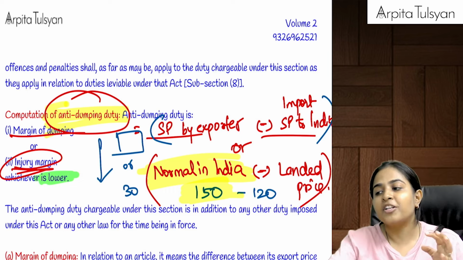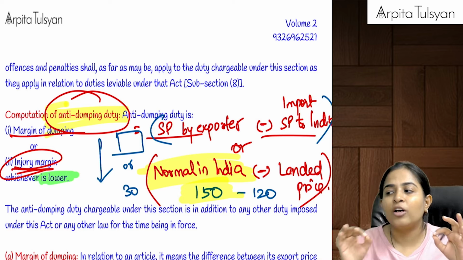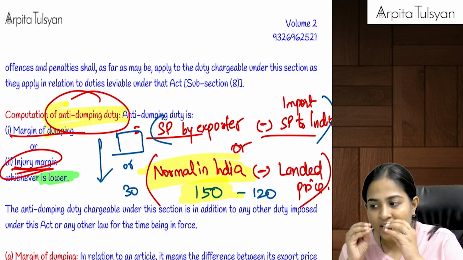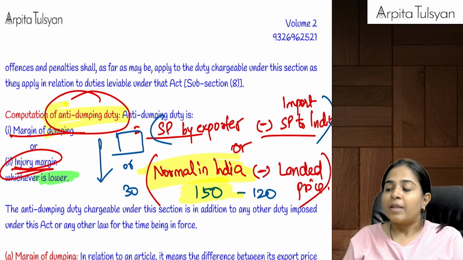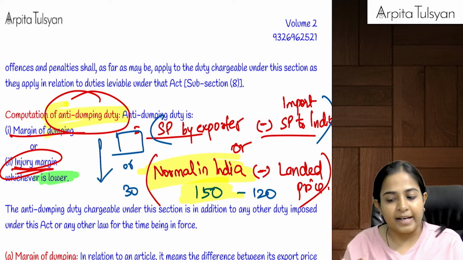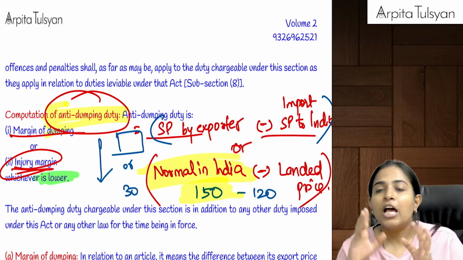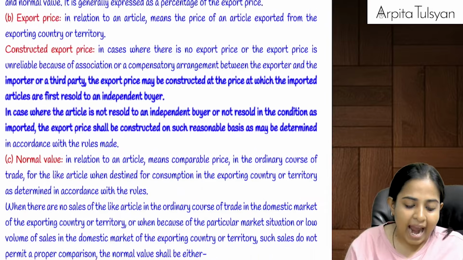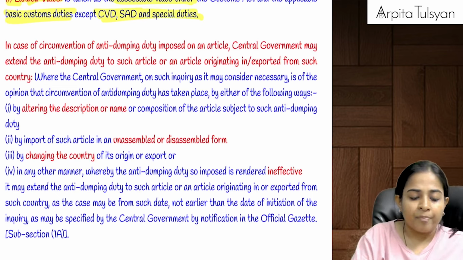Okay, injury margin is the value of injury caused to India. Injury caused to India means whatever is the fair selling price in India of that particular product, minus the landed price. That becomes your injury margin. Out of these two, whichever is lower, this will be the amount of your anti-dumping duty which will be levied in case of import.